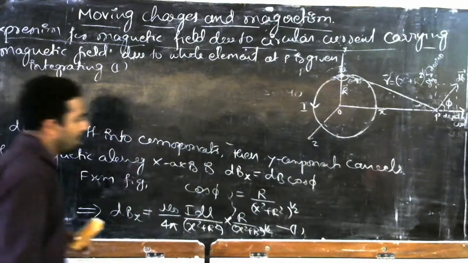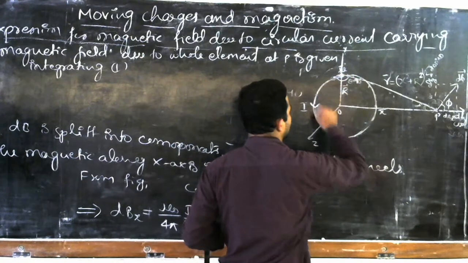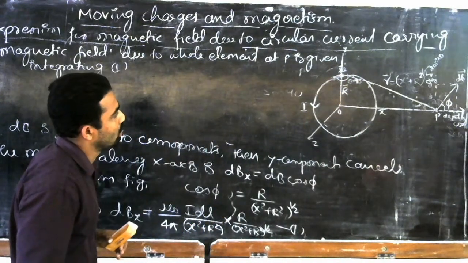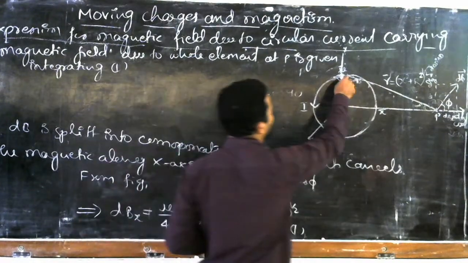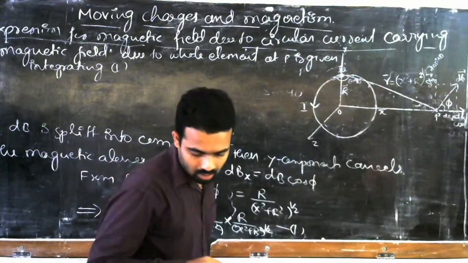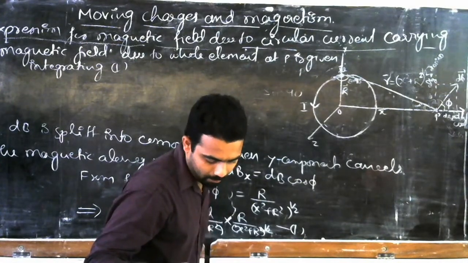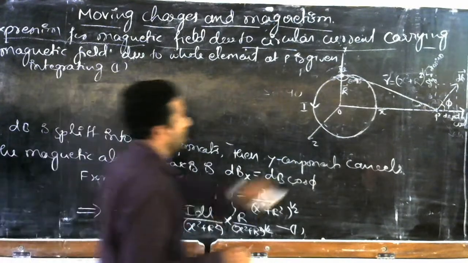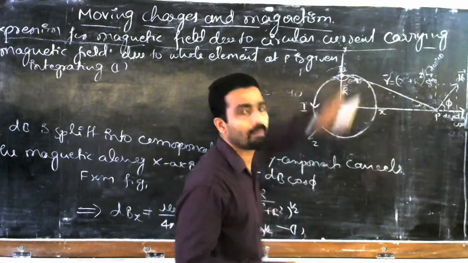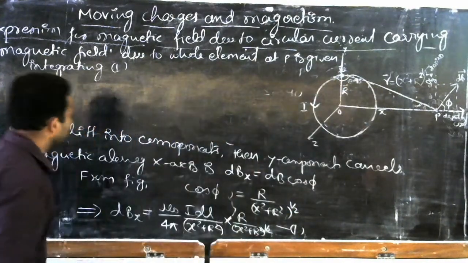Now, from where to where? dl is a very small line element. The total length is 2 pi r. Yes, so here the total length will be equal to 2 pi r. That is the total length of this circular conductor.